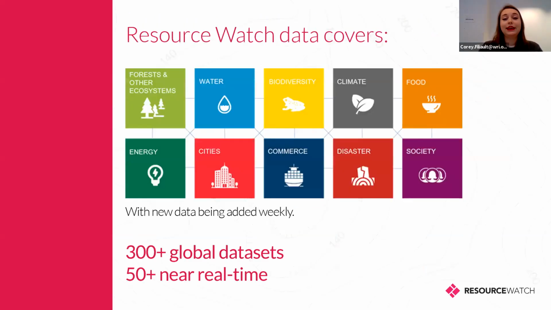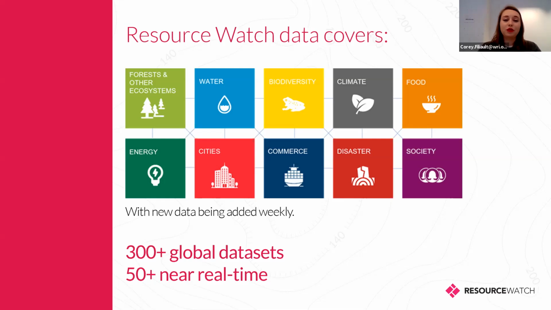Because data is in flux constantly. Data is being updated, new data is being shared. And so we've created this living library. Right now we have 300 data sets that are global, 50 plus of which are near real time, meaning they are updating often enough that you can use them to monitor events on the planet as they happen. And these data sets are coming from a variety of different sources, everything from NOAA and NASA to global researchers to people at the World Bank.